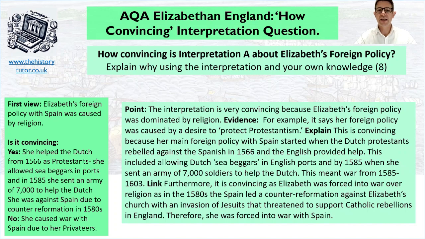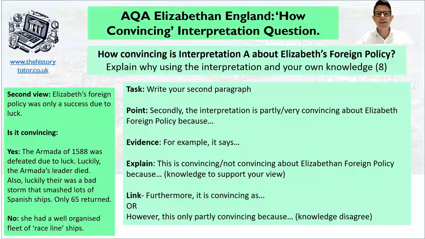Right, so I've given a really convincing idea, lots of knowledge there to explain the idea. Let's see if we can do this for the second point. Maybe we can consider here whether we want to be very convincing or partly convincing. I still think it's very convincing that the Armada was involved in luck, but you can go for partly if you like. And obviously you can then explain how Elizabeth was also quite organised herself. I'm not going to talk you through this step by step, so have a go at the whole answer, then come back to look at an example. So pause me now and give it a go.